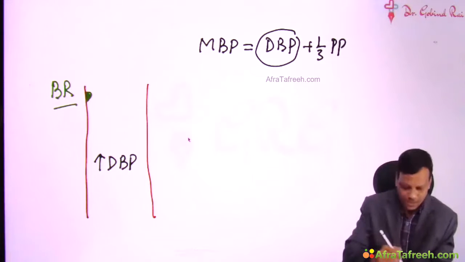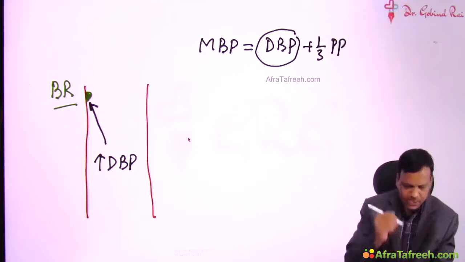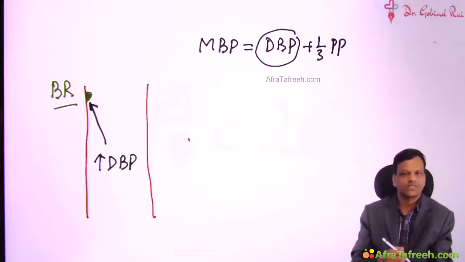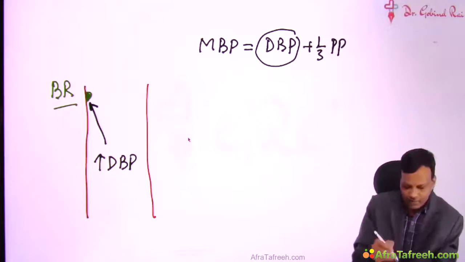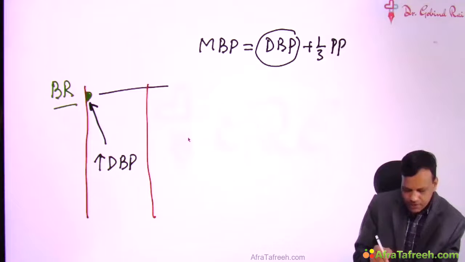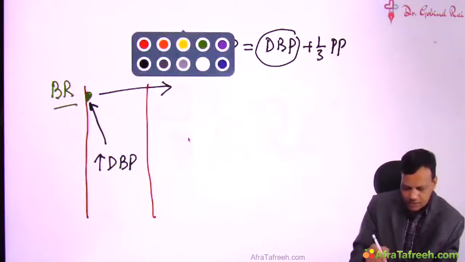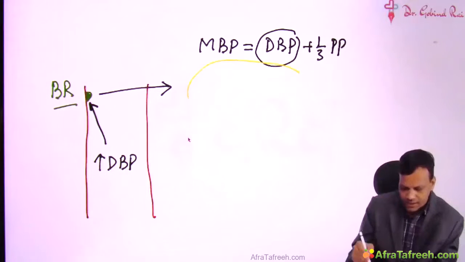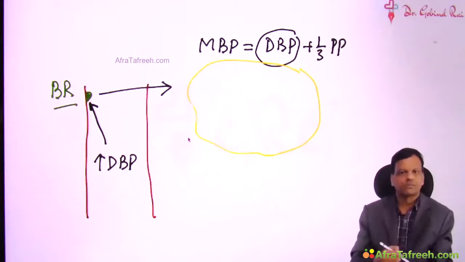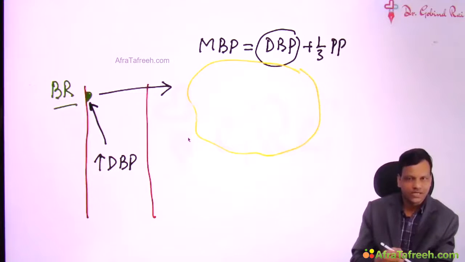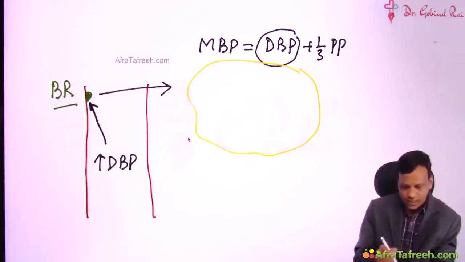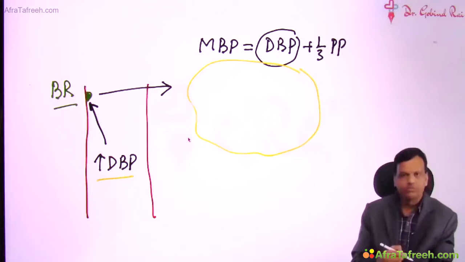When diastolic BP increases, baroreceptors get the information. So baroreceptors are stimulated. And whenever baroreceptors are stimulated, they will immediately pass this information to the CNS, brain and spinal cord. Baroreceptors pass this information to the CNS with the instruction that diastolic BP is more, please reduce this BP.